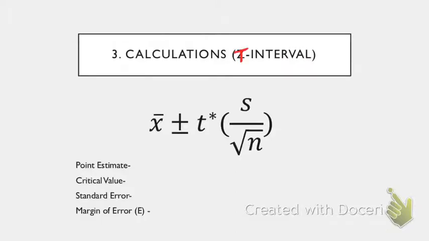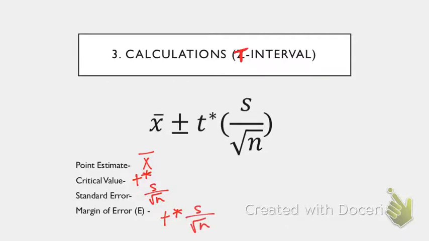Also, this is T interval. In this formula, what's my point estimate? X bar. What's my critical value? T star. What's my standard error? S divided by the square root of n. What's my margin of error? T star times S divided by square root of n.